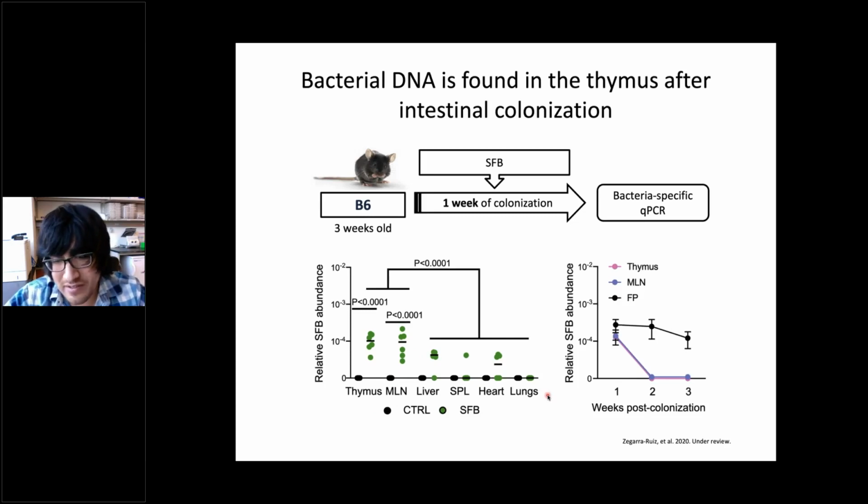Interestingly, we found that there was a pretty strict time regulation of this process, since when we colonize mice at weaning with SFB, we found that 1, 2, and 3 weeks post-colonization, these mice remain colonized. However, SFB DNA can only be found in the thymus and MLN 1 week after colonization, and this signal disappears promptly after 2 or 3 weeks of colonization.